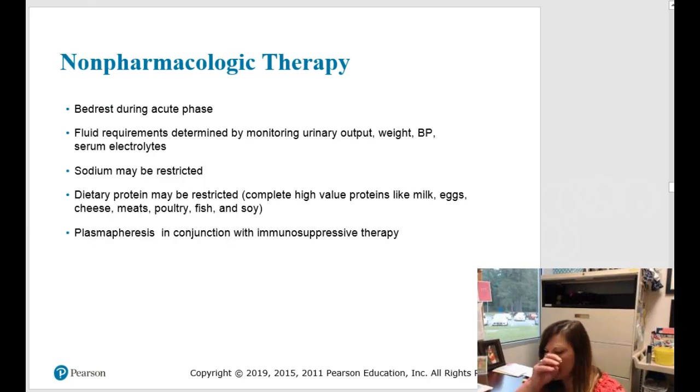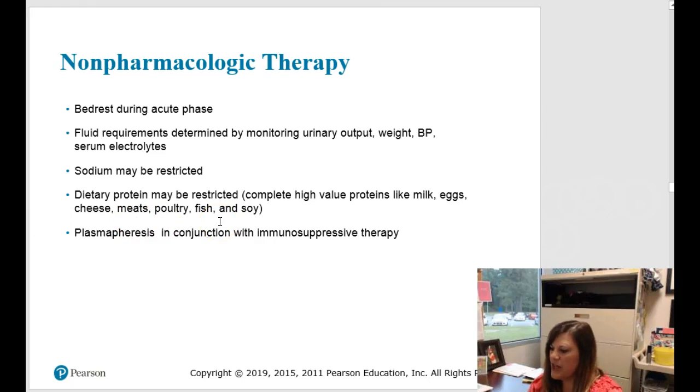Another thing that we're going to do is we want to make sure that they rest during the acute phase. Fluid requirements are determined by checking their urinary output, weight, blood pressure, serum electrolytes. They might have a sodium-restricted and protein-restricted diet. Complete proteins like milk, eggs, cheese, meats, fish, poultry, and soy are usually allowed, but they might limit the other proteins. And plasmapheresis may also be done with immunosuppressive therapy.